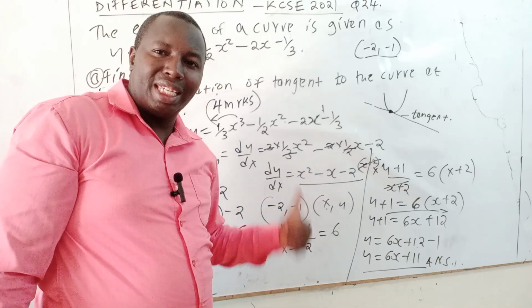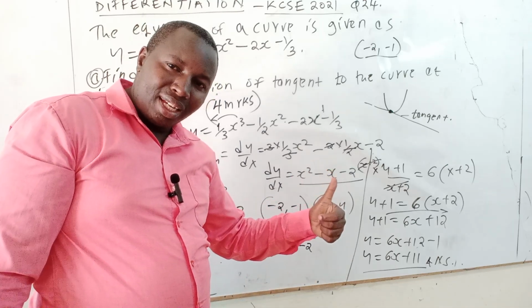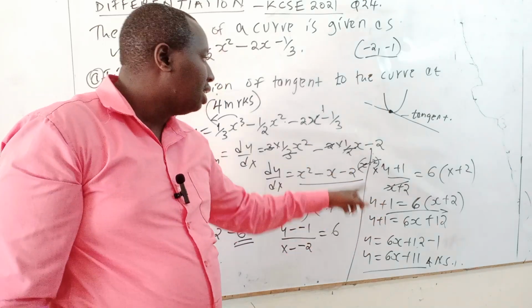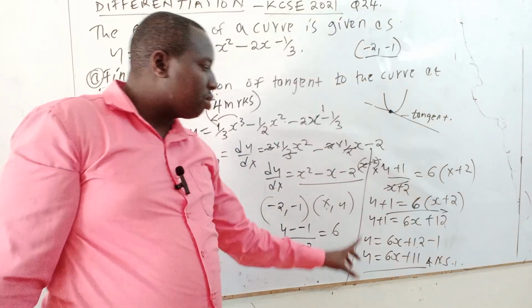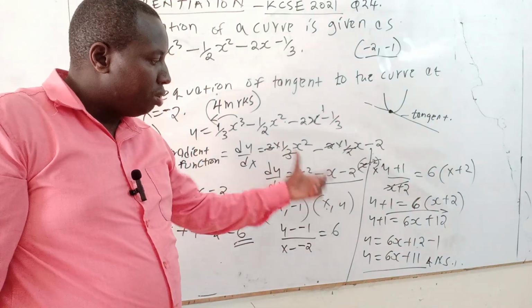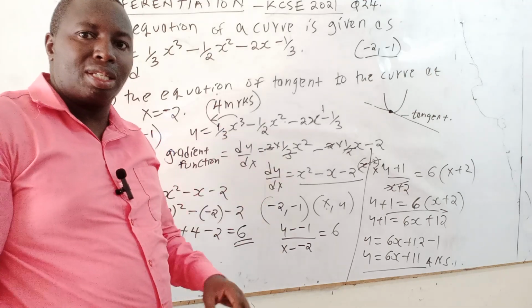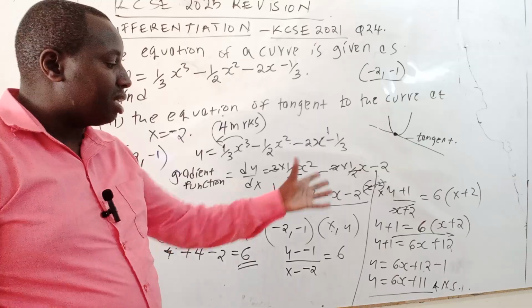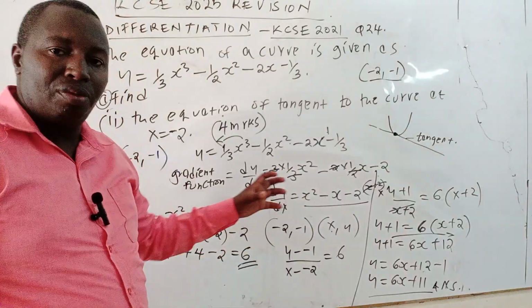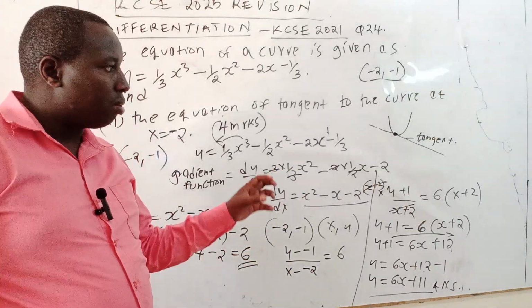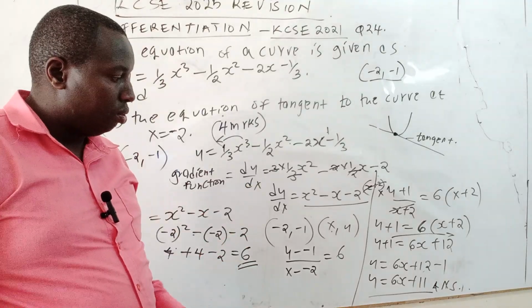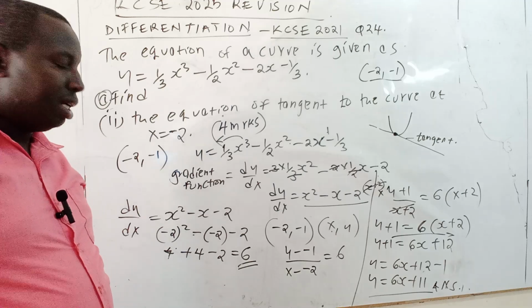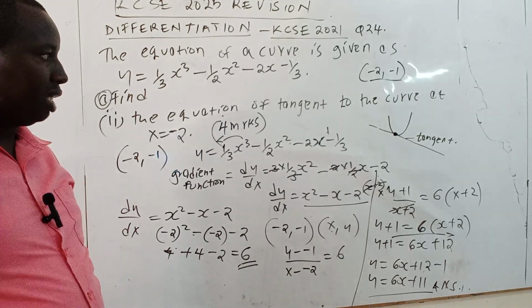And you should always note that the gradient of the curve is equal to the gradient of the tangent at the point of contact. That's what the examiner was testing in the KCSE 2021. A similar question can be tested in the KCSE 2025. And this topic, differentiation, is one of the most examinable topics in Paper 1 mathematics, so students need to cover all of this. So that's how to find the equation of the tangent at that point.